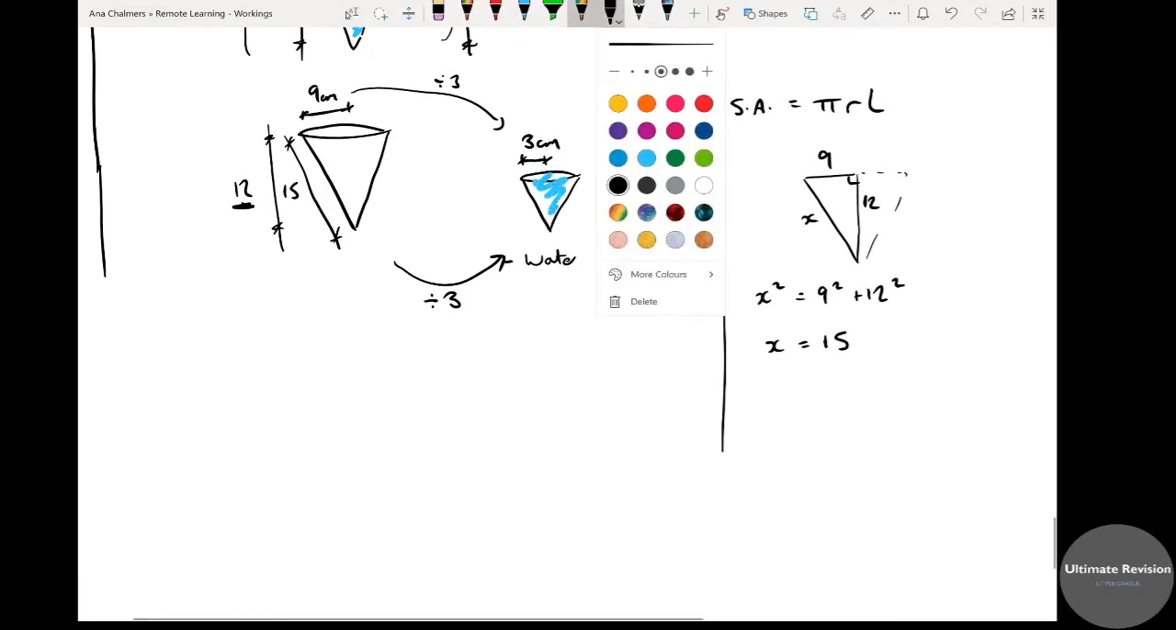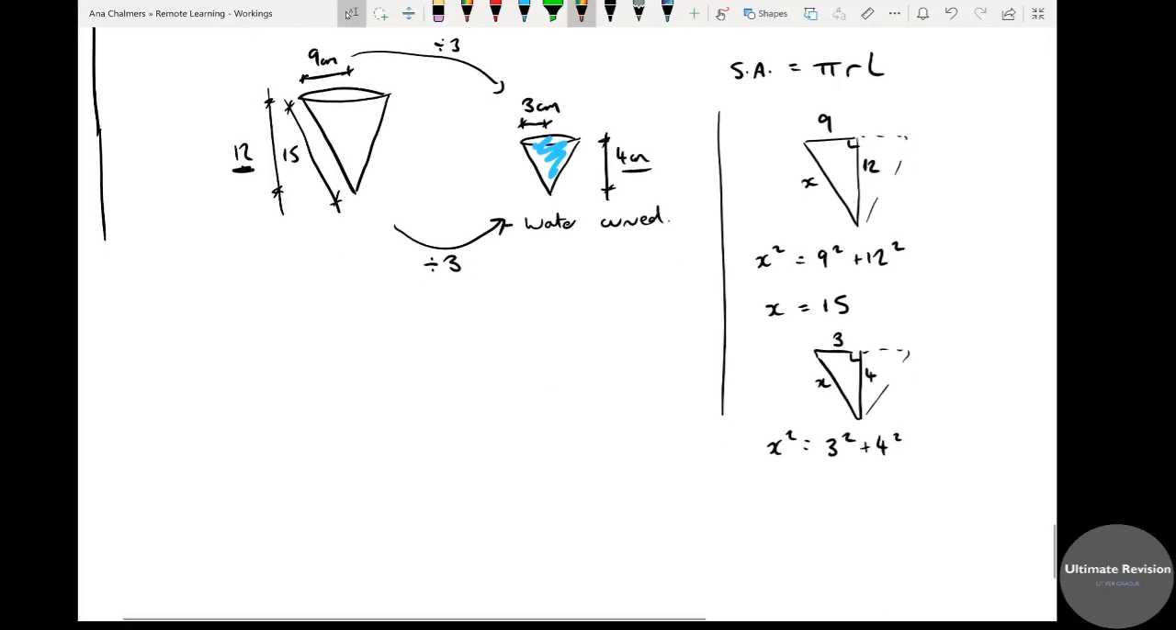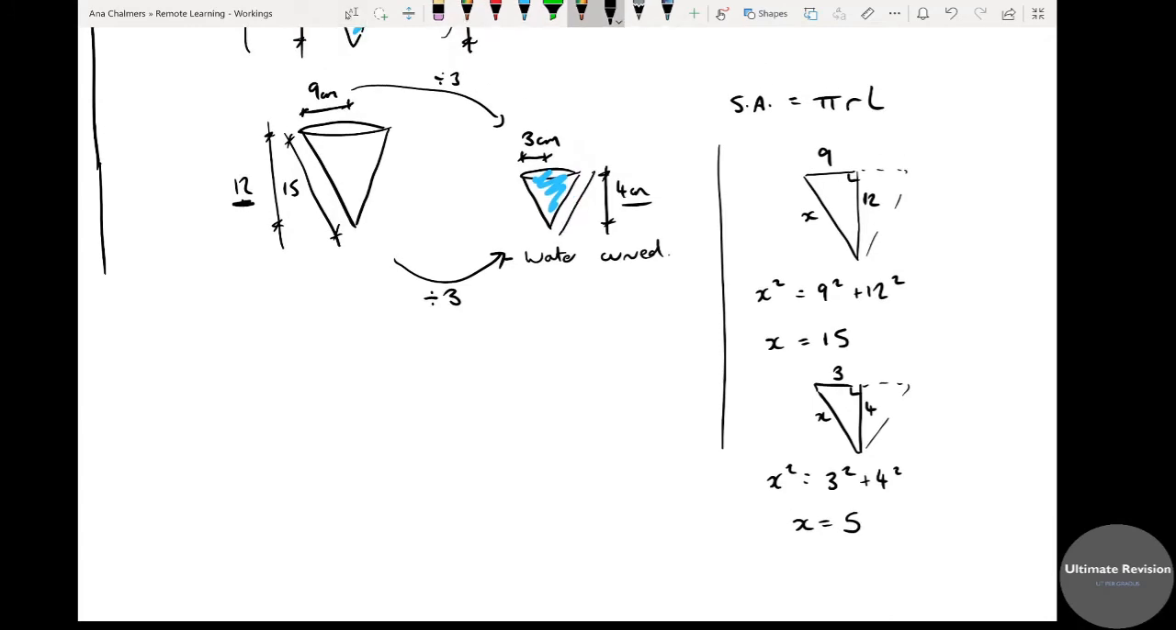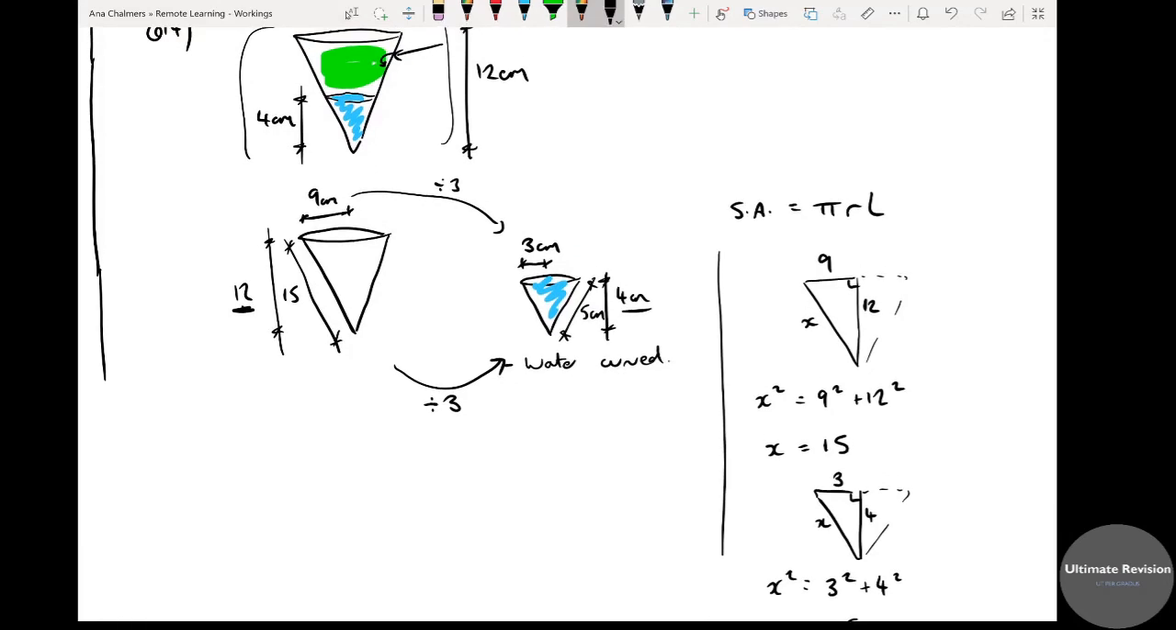Right, now if I go back again and do some side working, because again I need to work out the slanted height of the small cone. The height of the small cone is 4, the radius is 3, and again use Pythagoras: x squared equals 3 squared plus 4 squared. A lot of you will know that is a Pythagorean triple. x is 5. So the slanted height on this little cone is 5 centimeters. So the total surface area is the curved surface area of the big one, which is pi times 9 times 15, minus the curved surface area of the water, which is pi times 3 times 5.